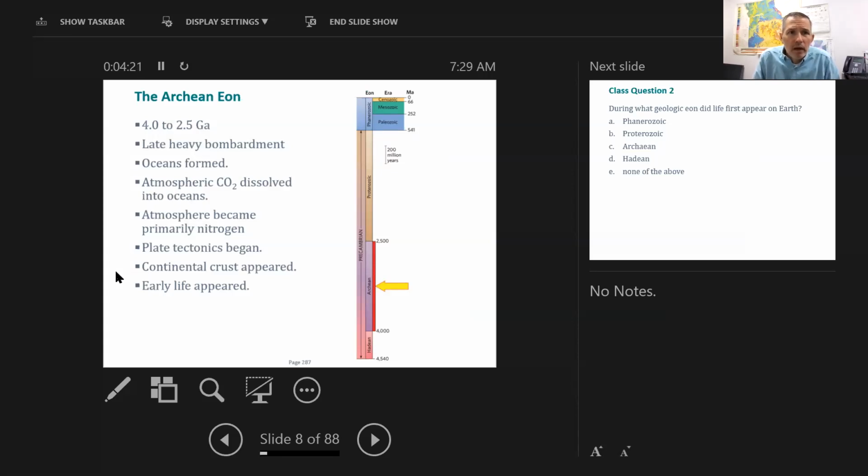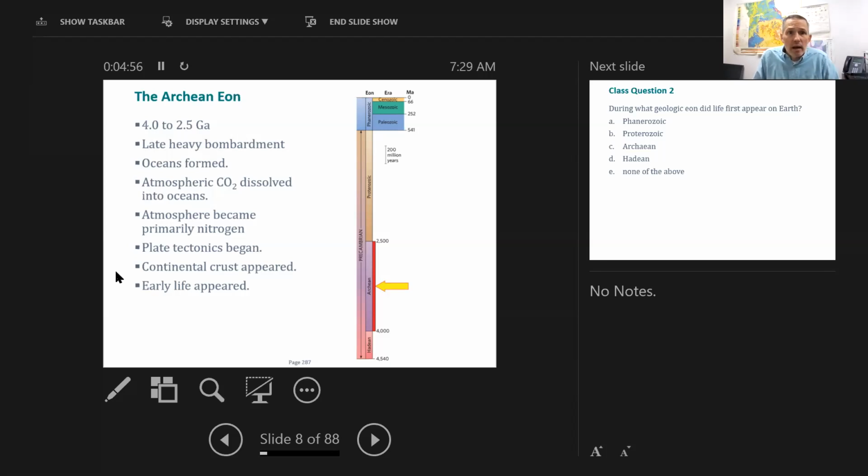The next time period that we're going to be looking at is the Archean eon. When we're looking at these eons, these are vast spans of time. We can think of these as centuries, as opposed to eras, which would be more like years. Then we can look at periods, which are even smaller; maybe we can think of those as months. And then we can get all the way down to the seconds, smaller and smaller time frames.